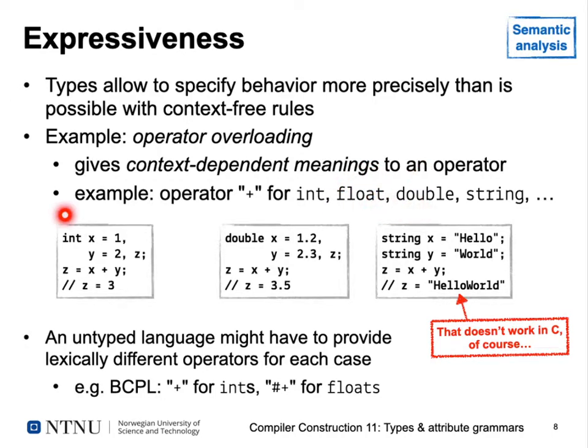So if we have this example program here, just having integers, so we have three integer variables, x and y, which we initialize to 1 and 2, and the third one, z, for the result.